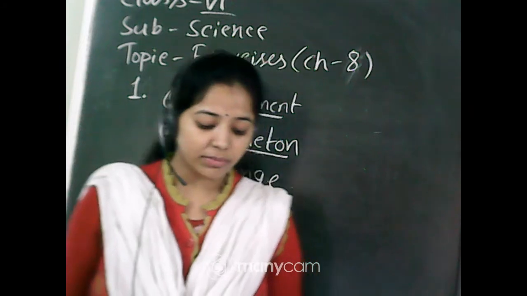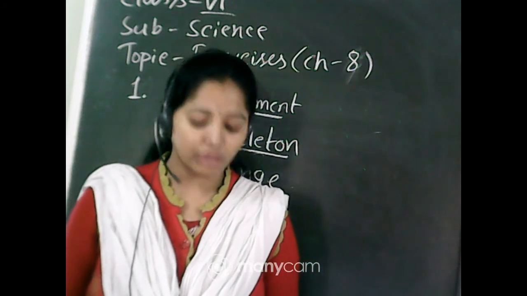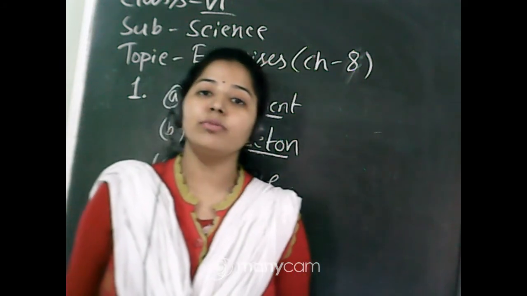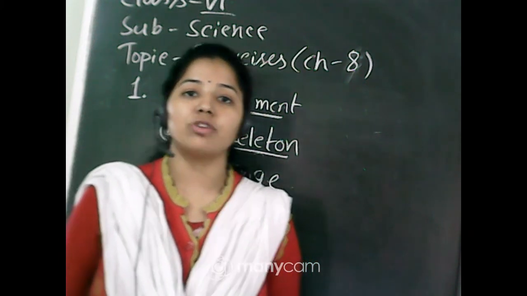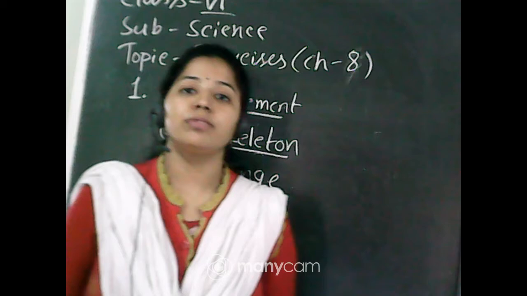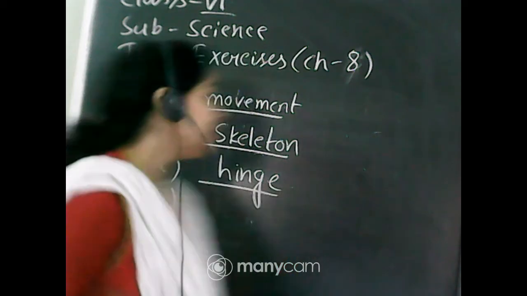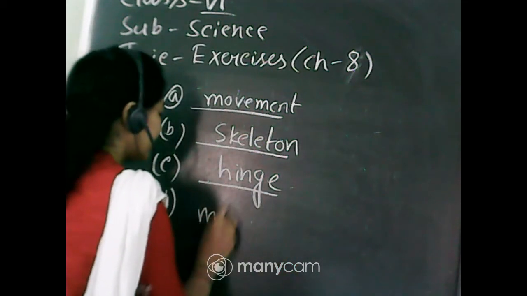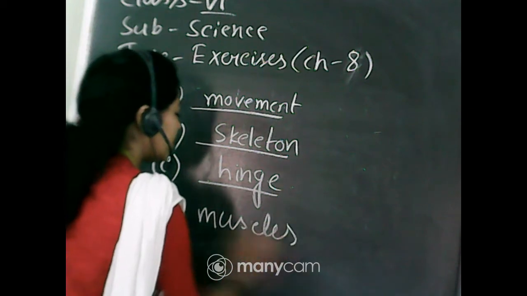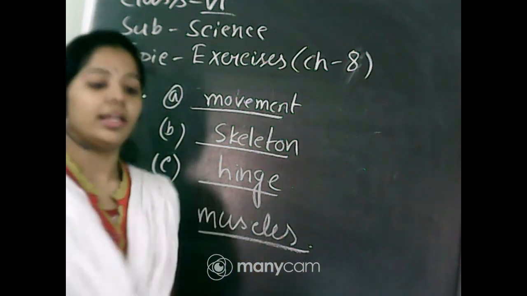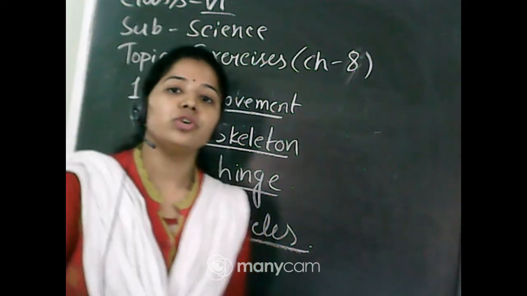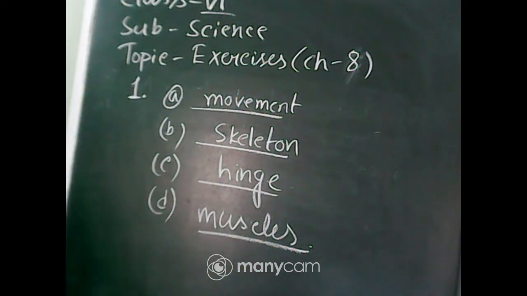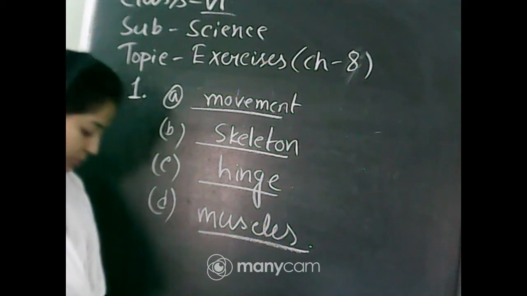Now comes to the D question. The contraction of the dash pulls the bones during movement. As you know, during movement not only the bones take part, there are also muscles which, along with bones, take part in movement. So here the answer will be muscles. The contraction and relaxation of muscles leads to specific activity. So we have finished all the fill in the blanks from your book.